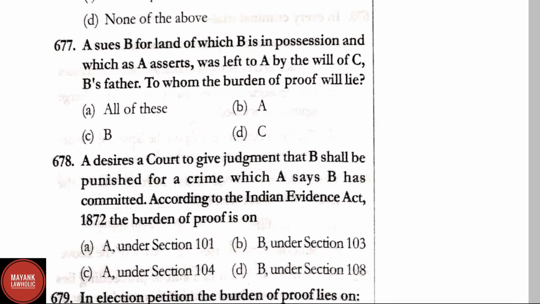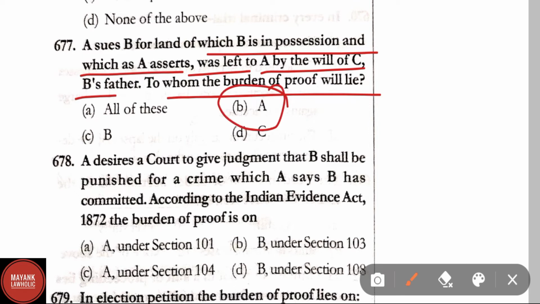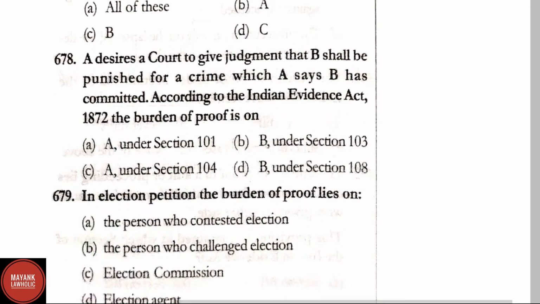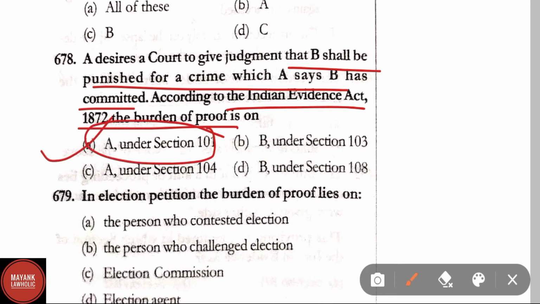Question number 677. A sues B for land which is in possession of B and which A asserts was left to A by the will of C, B's father. To whom does the burden of proof lie? Correct answer is option B, that is A. Question number 678. A desires the court to give judgment that B shall be punished for a crime which A says B has committed. According to the Indian Evidence Act 1872, the burden of proof is on A under section 101 of the Indian Evidence Act.